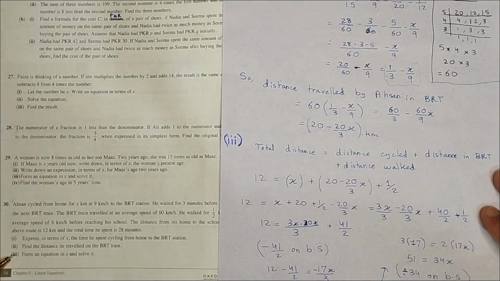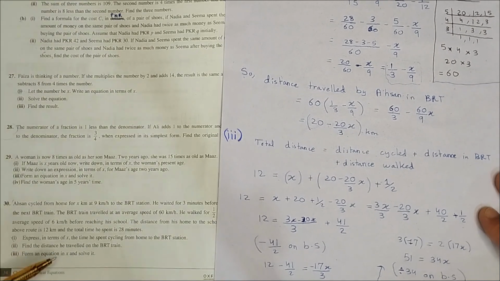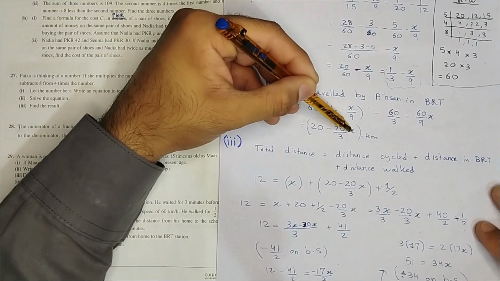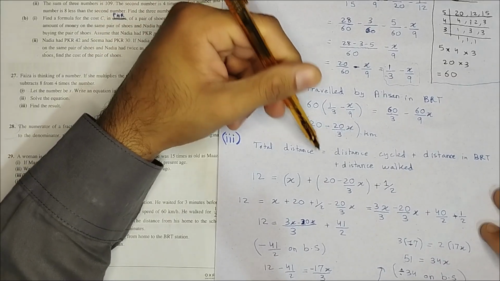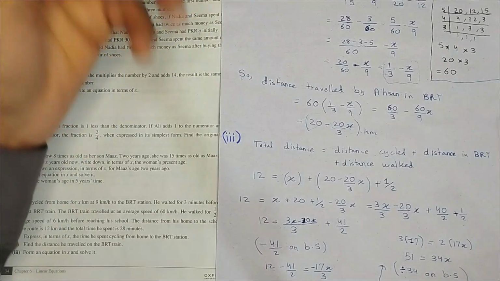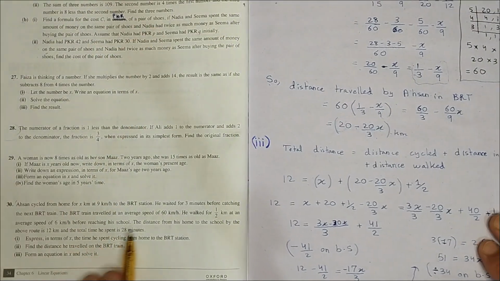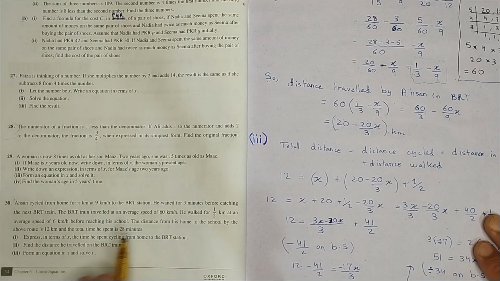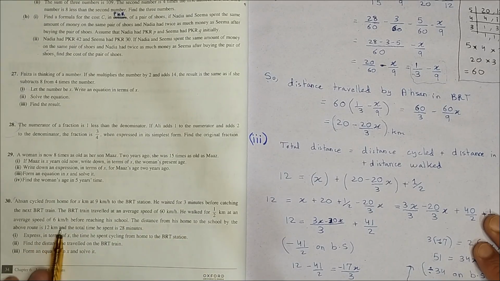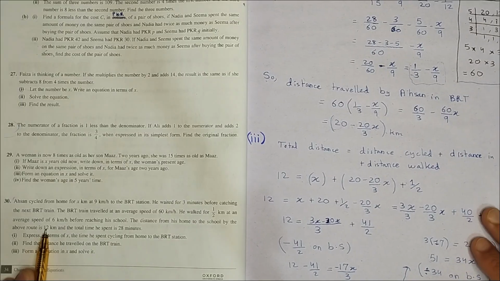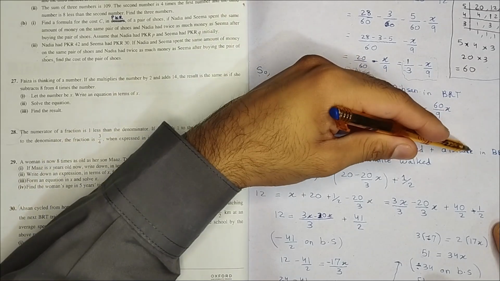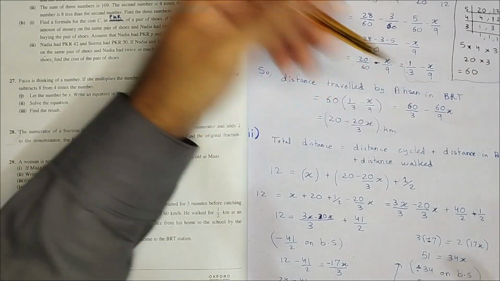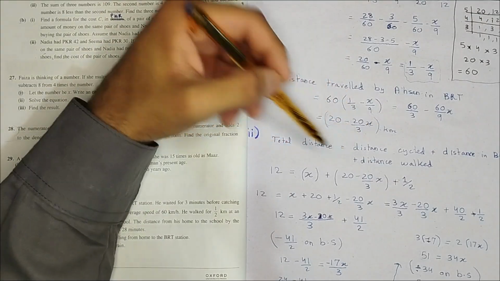Now part 3, it says form an equation in x and solve it. Now we are going to find the value of x. How are we going to find the value of x? We know that the total distance that he covered in this whole journey is, what does it say? 12 kilometers. The distance from his home to the school is 12 kilometers. This is the total distance that he covered. And the total distance is equal to the distance that he cycled, the distance that he traveled in the BRT, and the distance that he walked. All of them combined together give us the total distance.